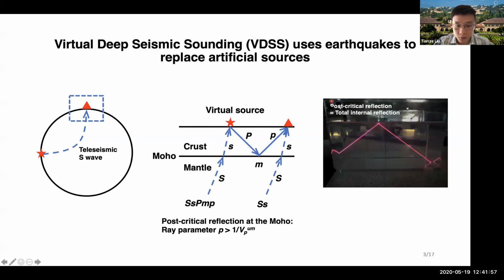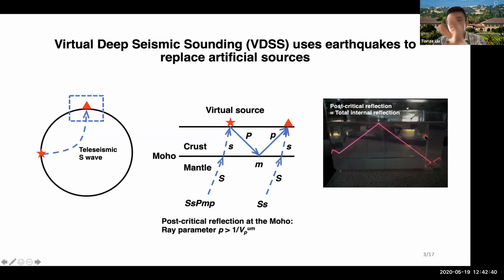You may not be very familiar with the term post-critical reflection, but you must be familiar with the term total internal reflection in optics. Here is an example of total internal reflection in which we have a laser beam incident from water in a water tank onto the interface between the water and air. When you have this incident angle sufficiently large, essentially all energy of the incident laser beam will be reflected off this interface between water and air. And this only happens when you are going from a low velocity medium, in this case water, to a high velocity medium, in this case air.